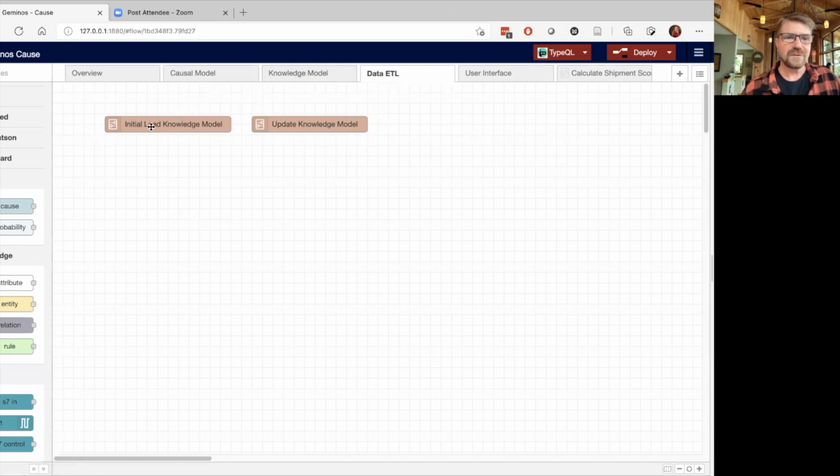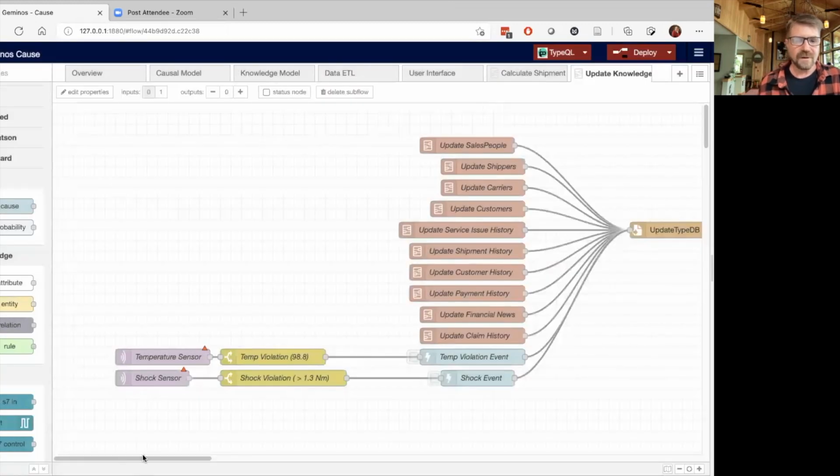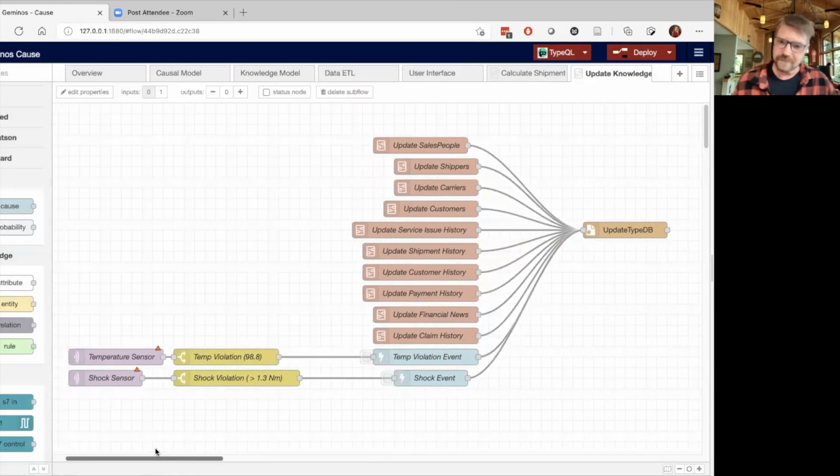So there's an initial load, and then in most projects you've got an initial data load, and then you've got an update that happens every hour. So we'll just take a look at the initial; I'll look at the update, which might be a bit more interesting. Each one of these is a subflow. So let's open that subflow. What does that subflow look like? Well, this is just yet another complicated ETL pipeline, but it works and it updates your TypeDB.